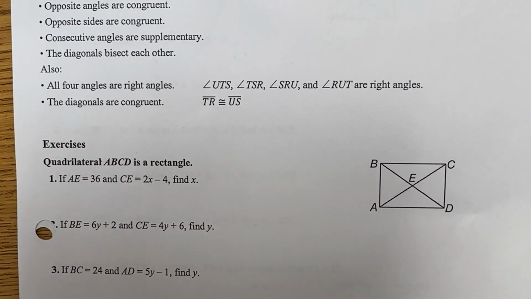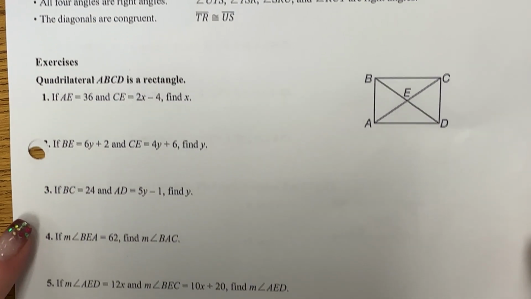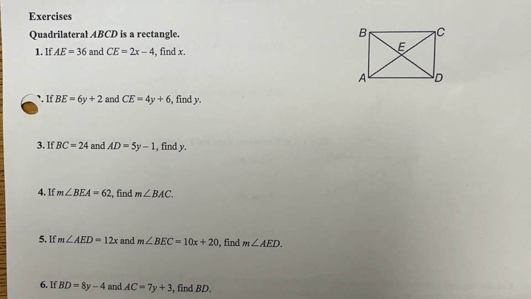All 4 angles are right angles. And the diagonals are now congruent. In other words, they're not only bisecting each other, they're equal. So let's slide down and try some problems that refer to our rectangle.